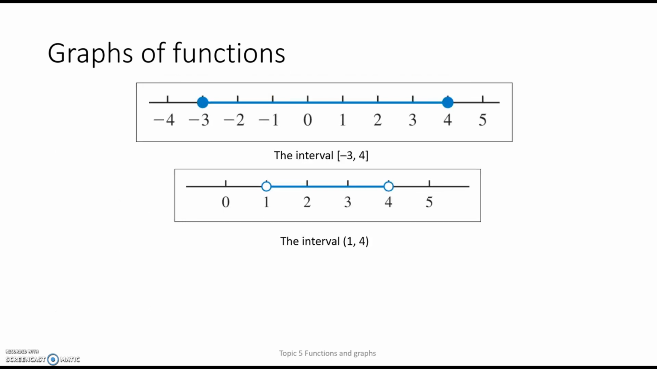Again, we've done this before. The interval -3 to 4 includes -3 and 4, and the interval 1 to 4 doesn't there. So we'd use open circles.